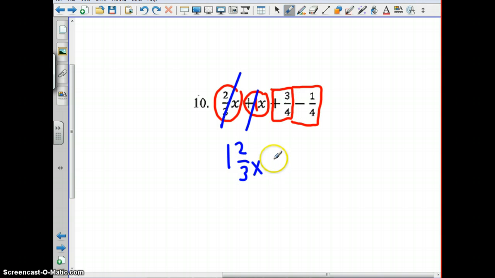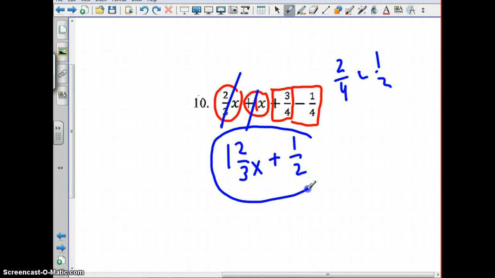3/4 plus negative 1/4. Let's see, they're different. We subtract. What do we get? 2/4. A half. 2/4 simplifies to equal 1/2. And then we're done.